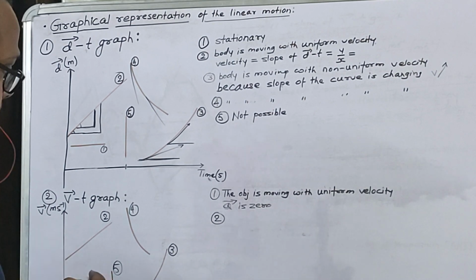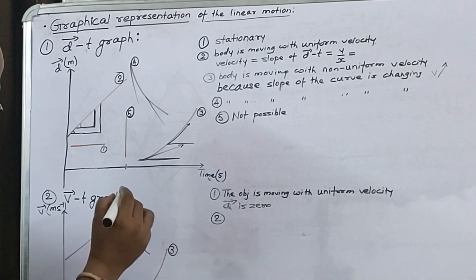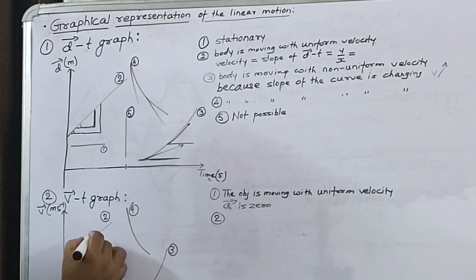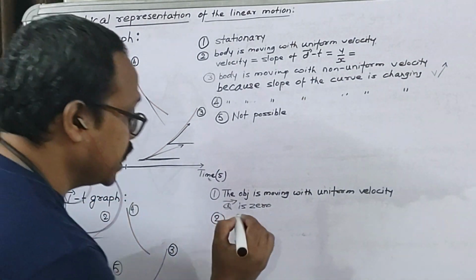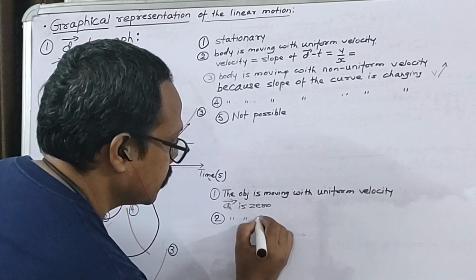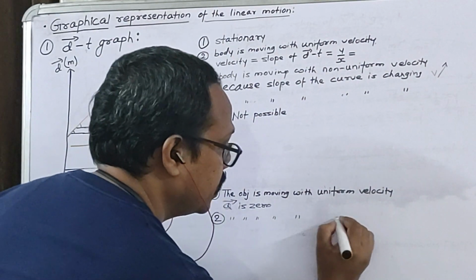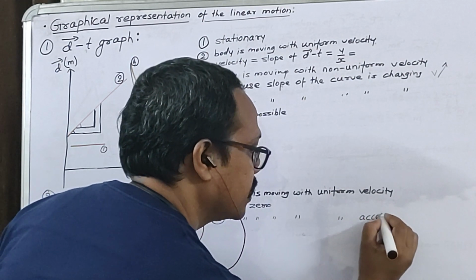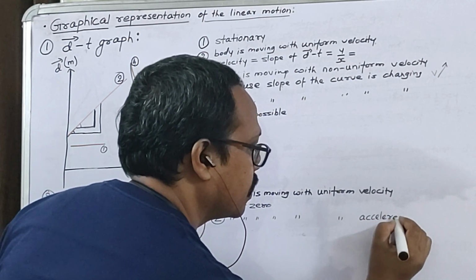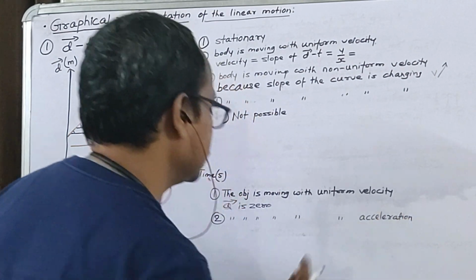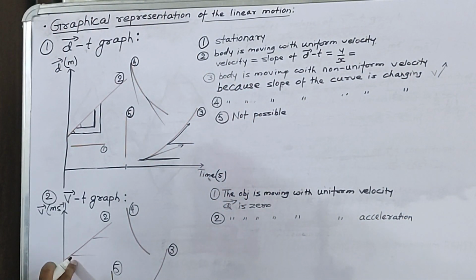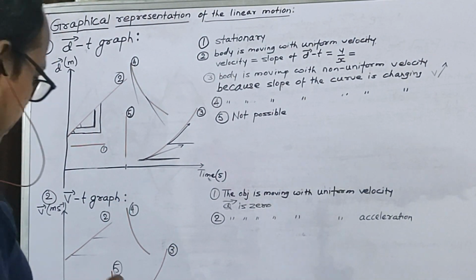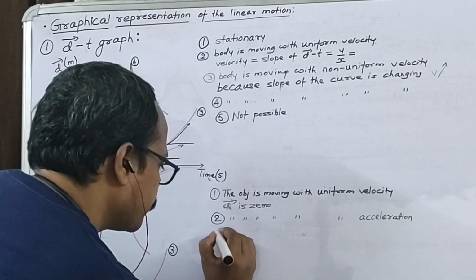Now we can comment on the graph of object 2. In this case, the slope is constant. So the object is moving with uniform acceleration. Uniform acceleration means velocity is changing at a uniform, constant rate.